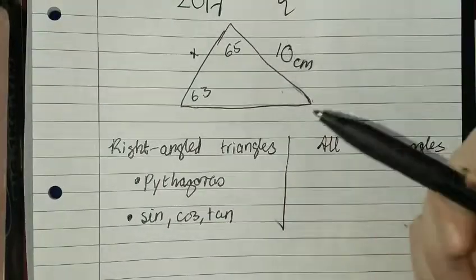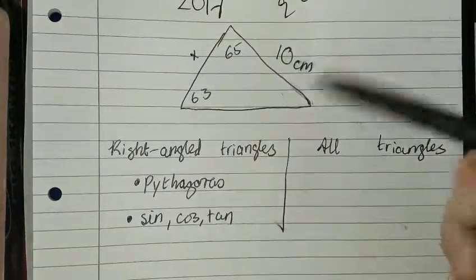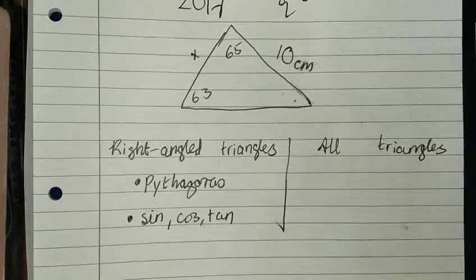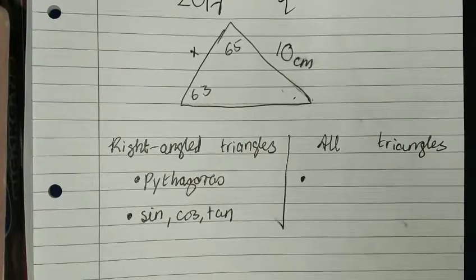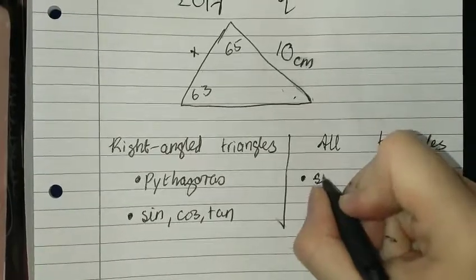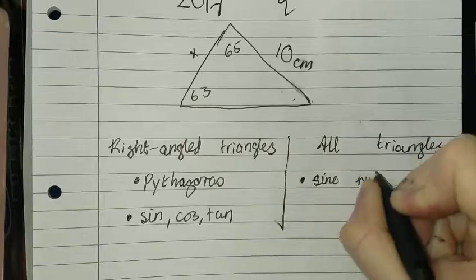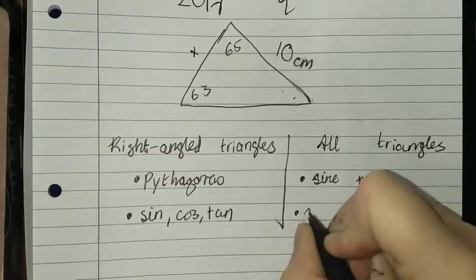This is not a right angled triangle because there's not a 90 degree angle, and even if we were to get that angle here, it wouldn't be 90. But with all triangles, so they can be right angled or not right angled, we can use the sine rule and we can use the cosine rule.